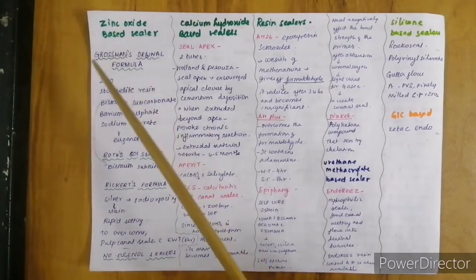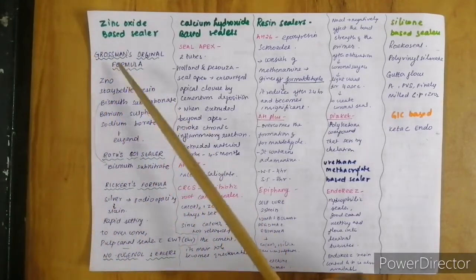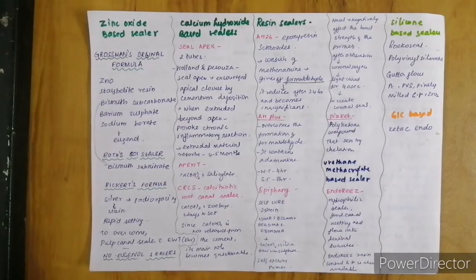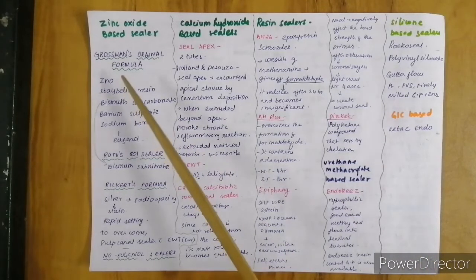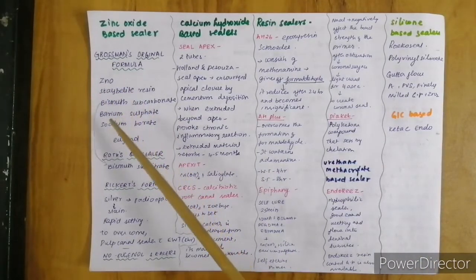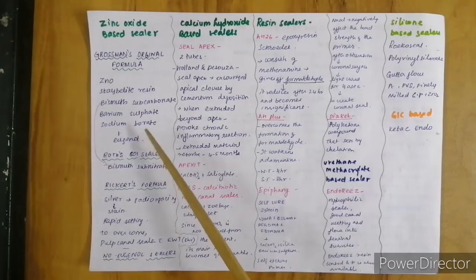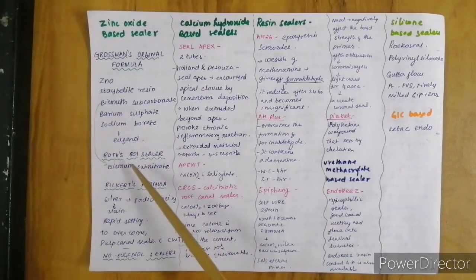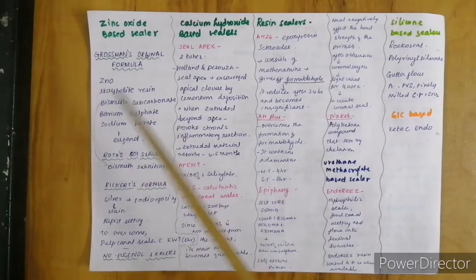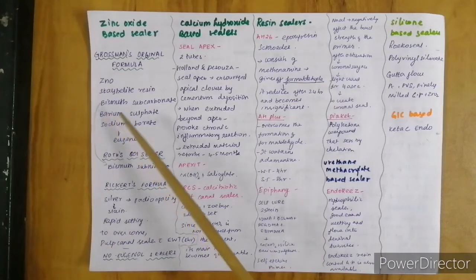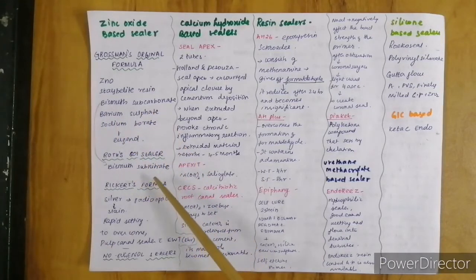So, zinc oxide based sealers. First, let us start with Grossman's formula. Grossman used zinc oxide, stabilite resin, bismuth subcarbonate, barium sulfate and sodium borate along with eugenol. So, the zinc oxide eugenol sealer. Roth's 801 sealer is a slight modification of Grossman's formula. Here, instead of bismuth subcarbonate, they are using bismuth subnitrate.